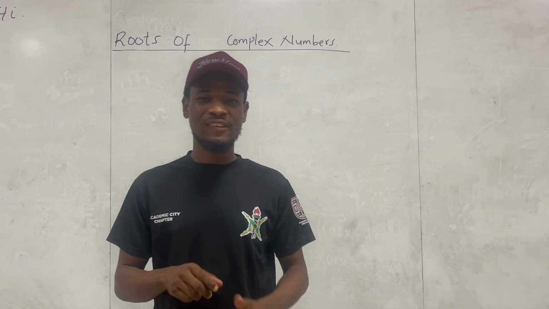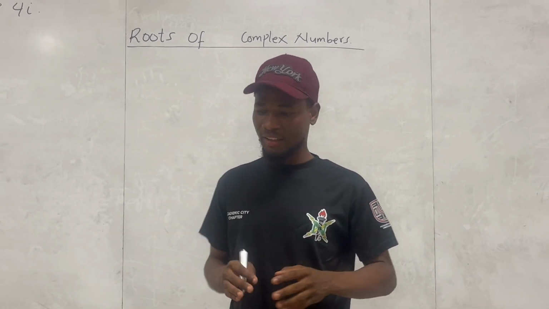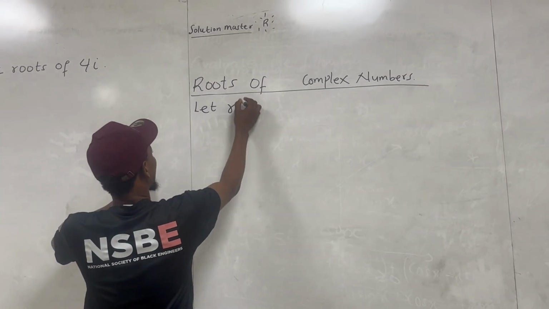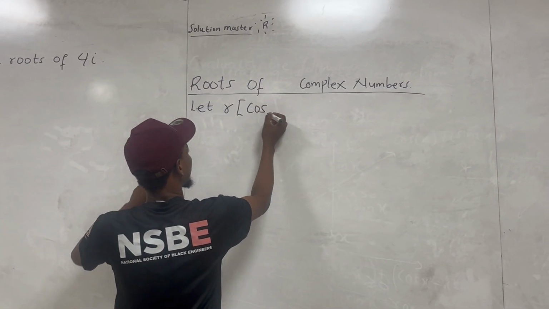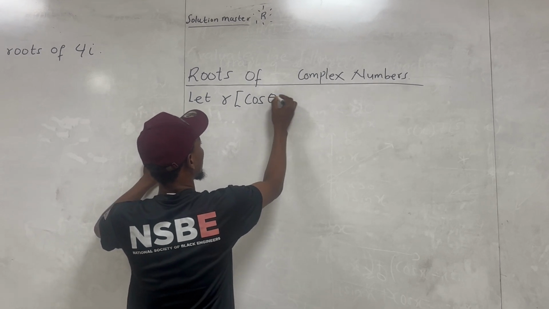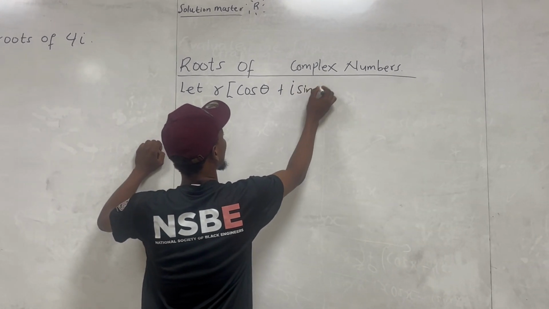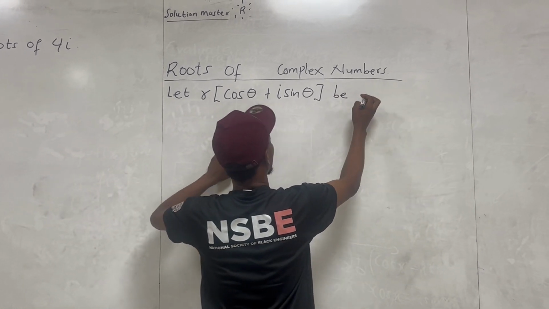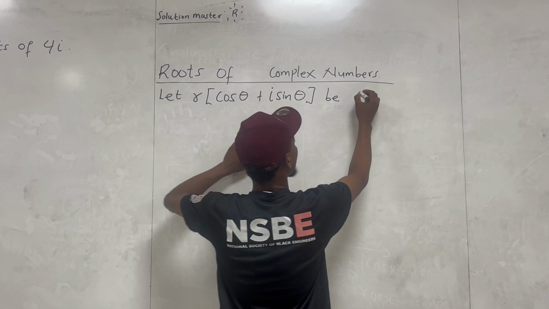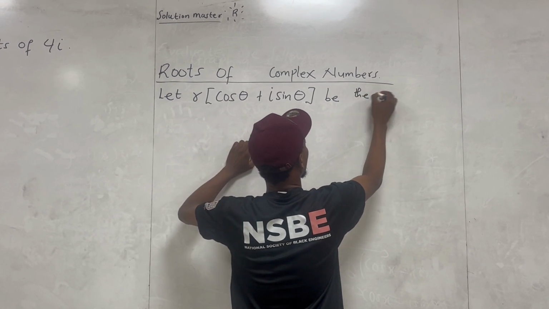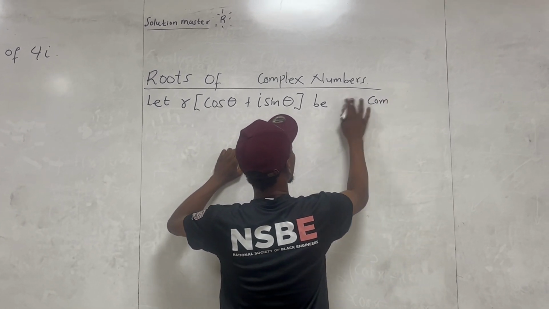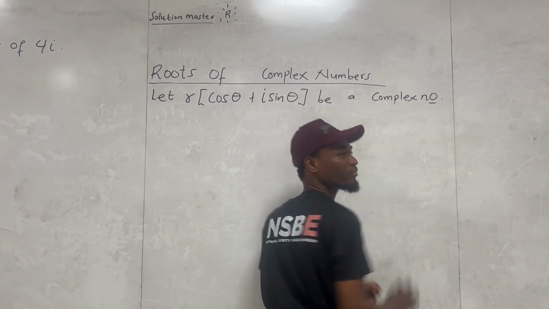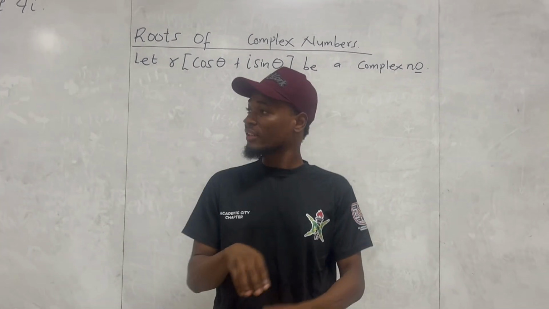So let the complex number z, r times cos theta plus i sin theta, be our complex number. As simple as that.